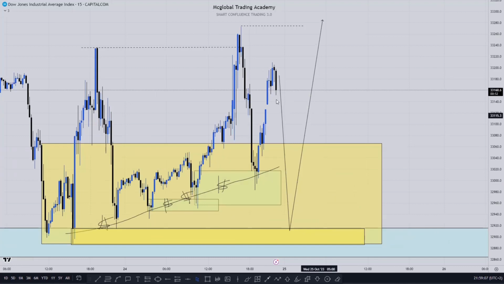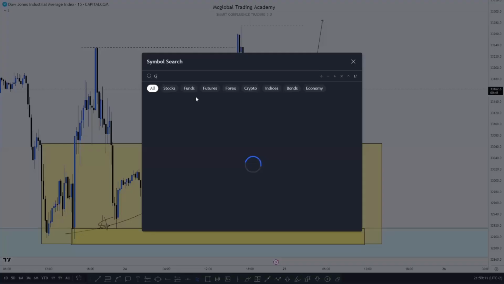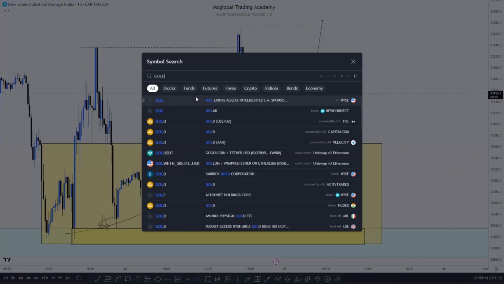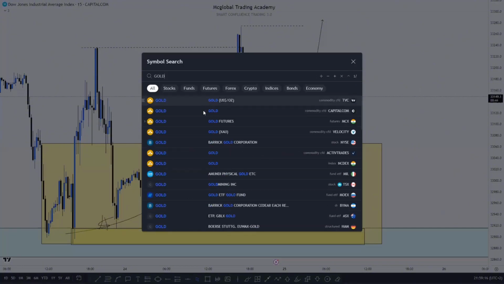So you notice it was the same setup that I had on my analysis. Same setup. Gold.